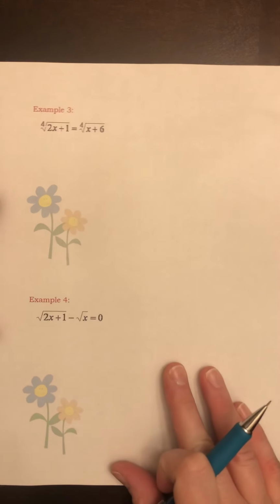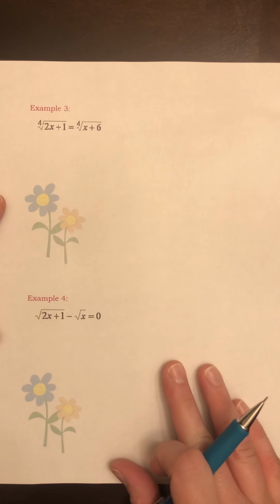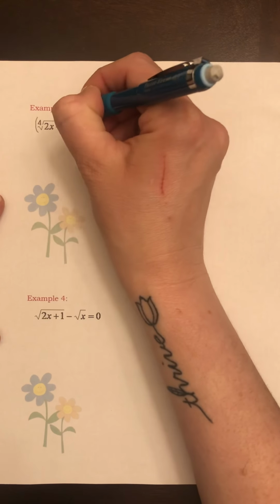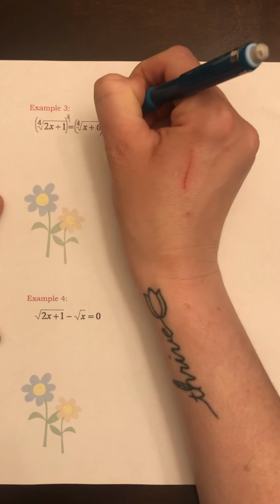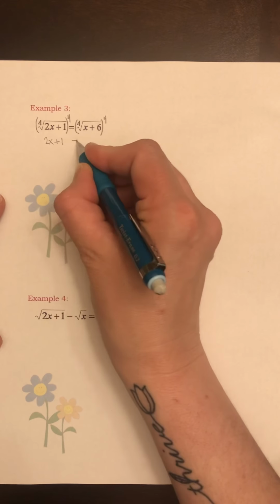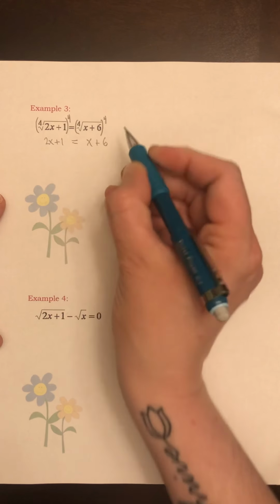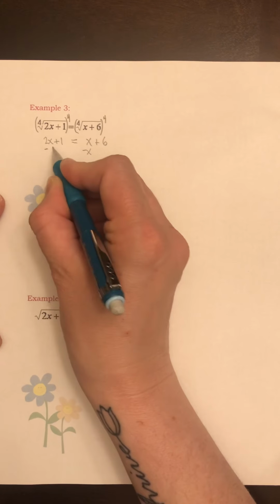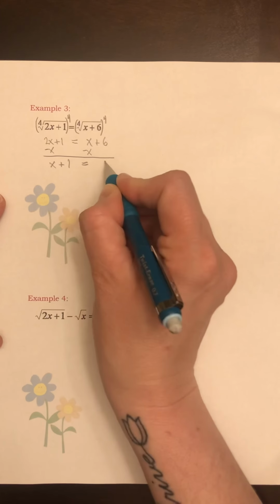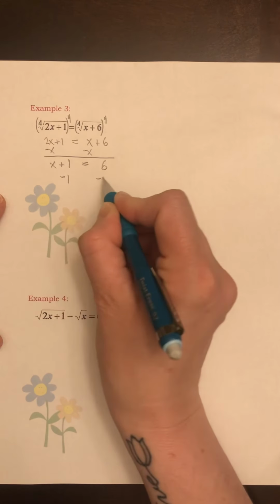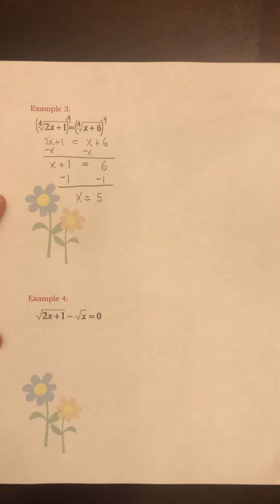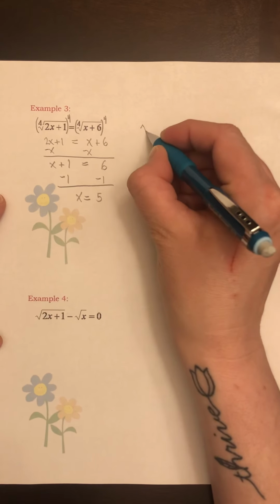Okay. Example 3 looks pretty straightforward, right? We have a single radical on each side. I'm going to raise both sides to the 4th power. So I've got 2x plus 1 equals x plus 6. I think I'm going to subtract the x from each side. So now I have x plus 1 equals 6. And then I'm going to subtract the 1. And I'm going to get that x is 5. Not too hard. Let's go check it out.